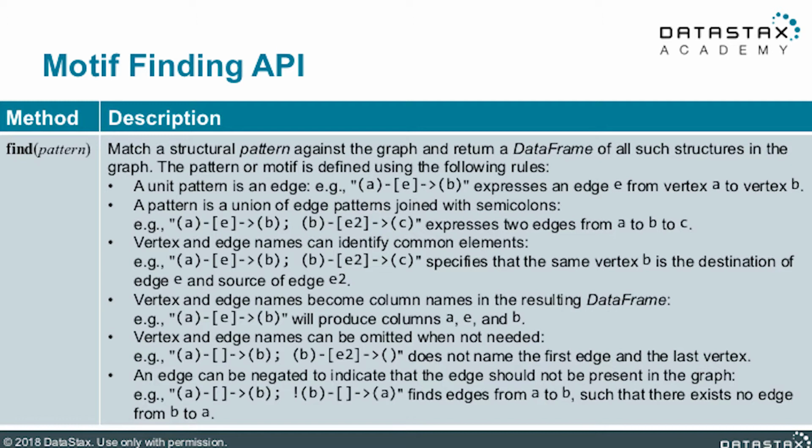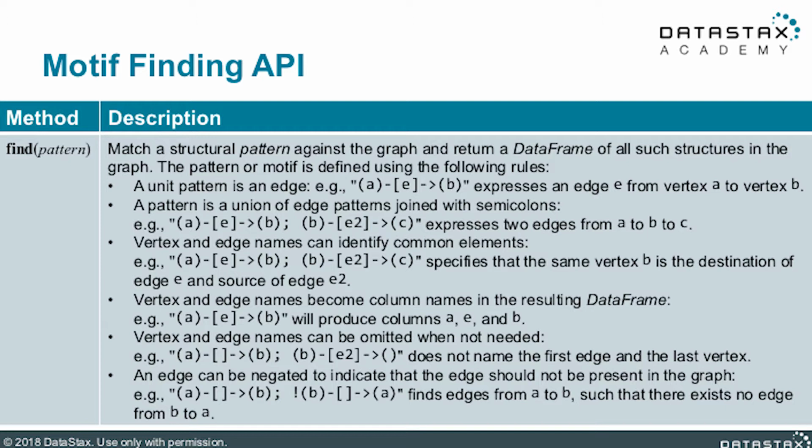Here are some rules about defining graph patterns. A unit pattern is simply a directed edge with two endpoints. All three components can be given arbitrary names such as A, E, and B in this example, denoting that the pattern must match an edge E from vertex A to vertex B. Multiple unit patterns can be combined into a larger pattern using semicolons, which serve as conjunction operators. In this example, we have two edges from A to B to C.